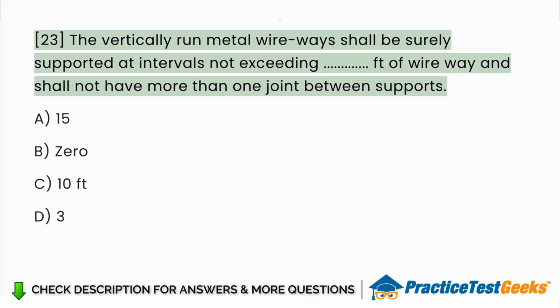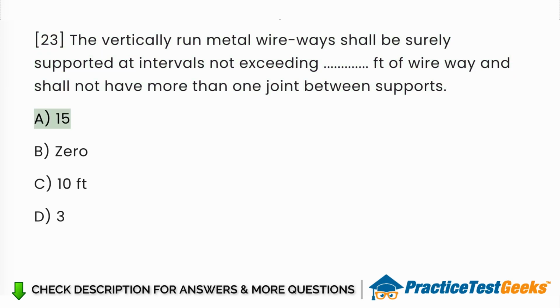The vertically run metal wireways shall be securely supported at intervals not exceeding ___ FT of wireway and shall not have more than one joint between supports. A. 15. B. 0. C. 10 feet. D. 3.